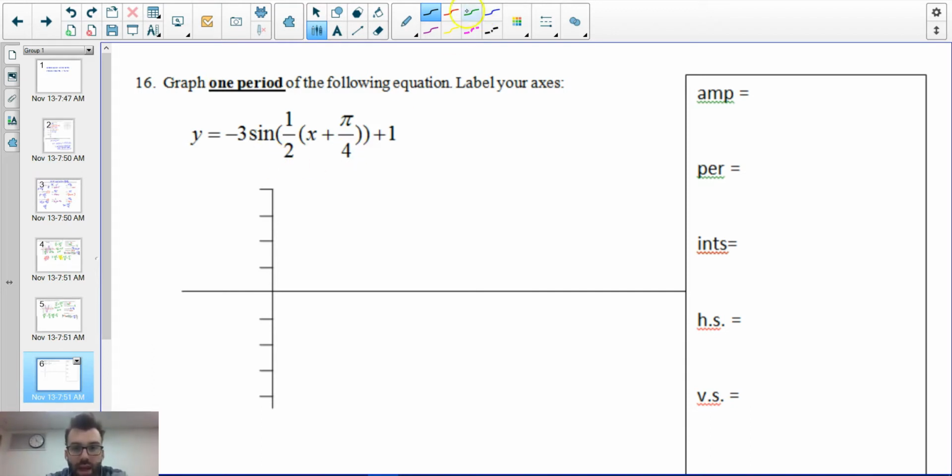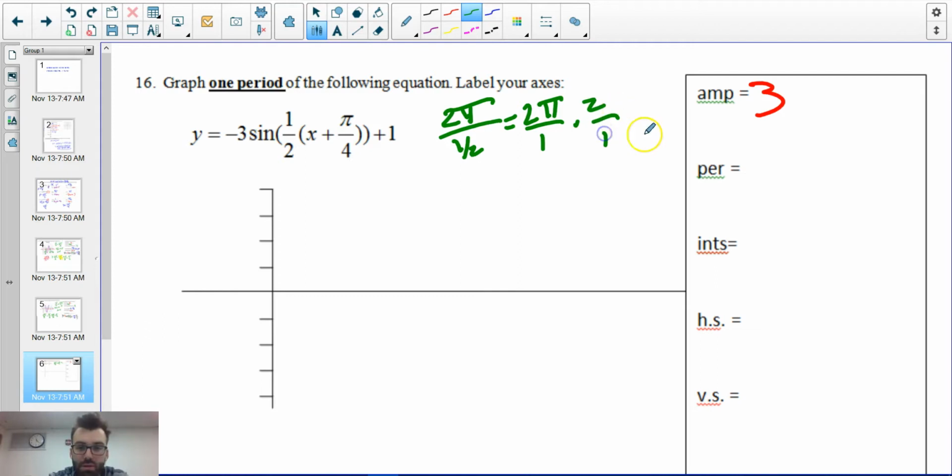So, amplitude. Remember, your amplitude is found by taking the absolute value of A. So my amplitude here is 3. My period is, well, this B value is nicely factored out for us. So it's 2 pi divided by 1/2. Divide by a fraction, multiply by the reciprocal, multiply by 2 over 1. So my period is 4 pi. My intervals are nice. Let's go 4 pi over 4, which is just pi.